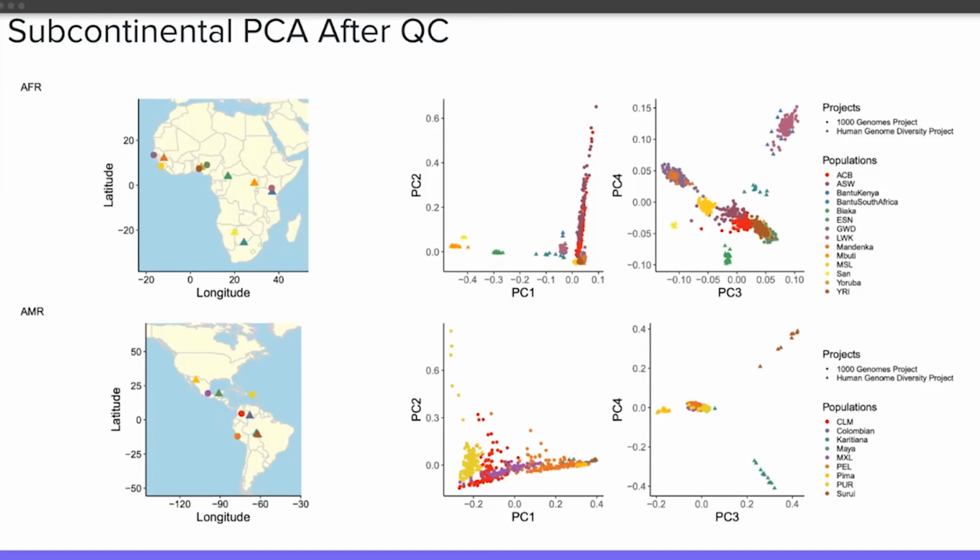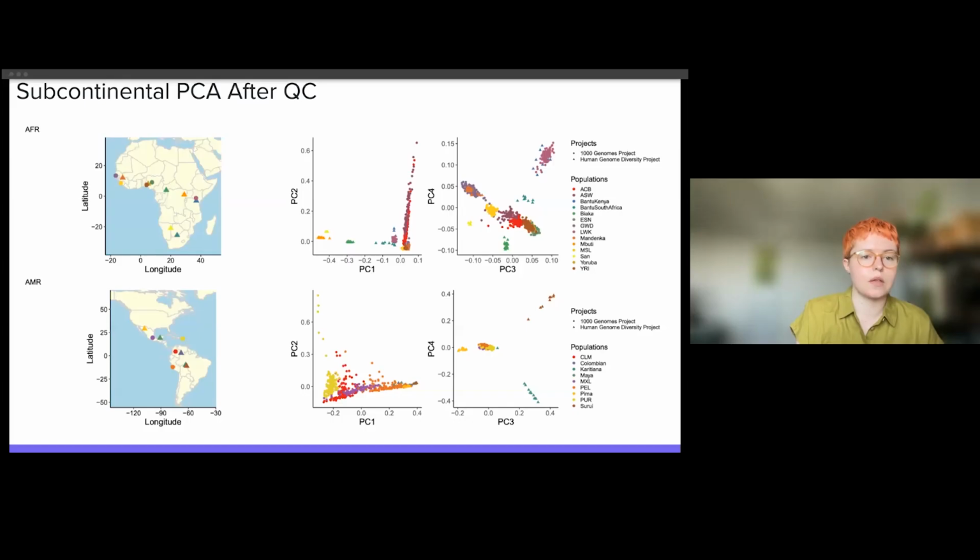And in the quality control process, subcontinental PCA helped us with contextualizing data within continents, as well as detecting the outliers. And this overall signified the need for understanding finer scale subcontinental substructures when conducting such analyses.